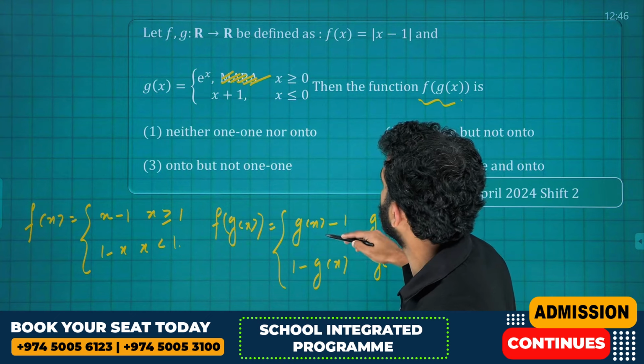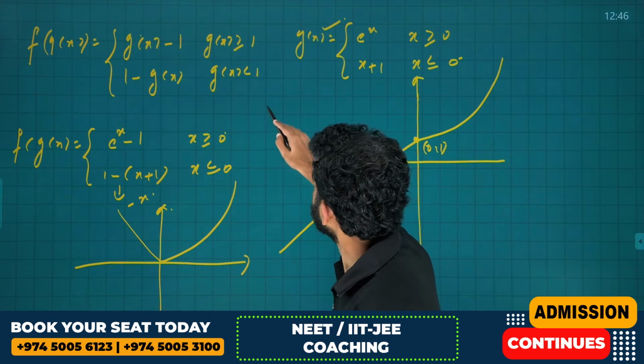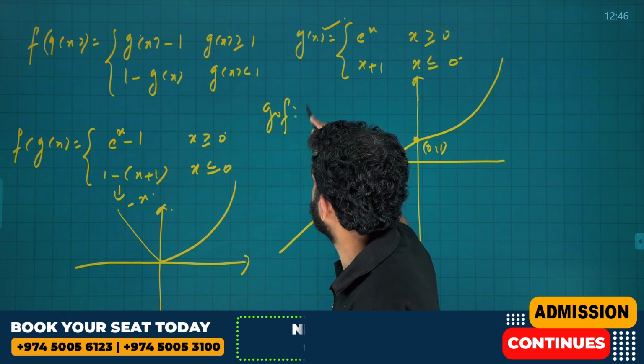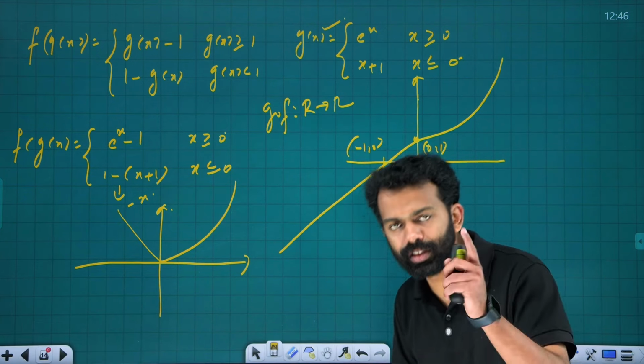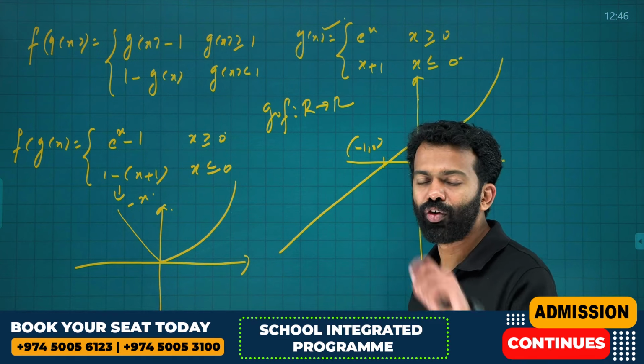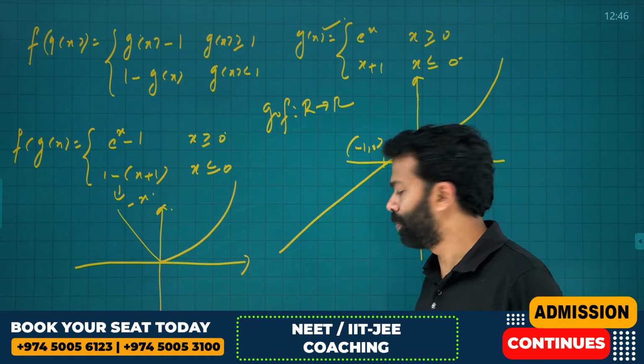Yes, it is defined from R to R. Therefore, g of f is defined from R to R. So, what can you obtain from here? Is this a 1, 1 function? How will you formulate from the graph that it is either 1, 1 or many 1?